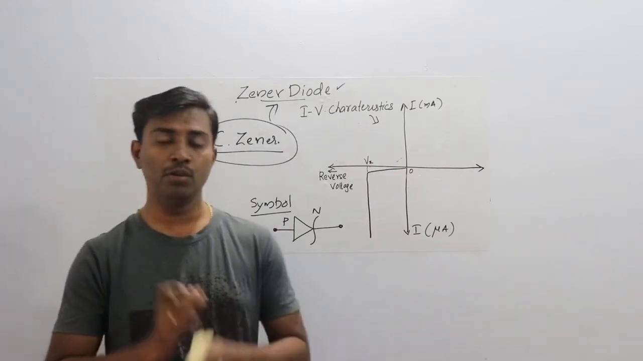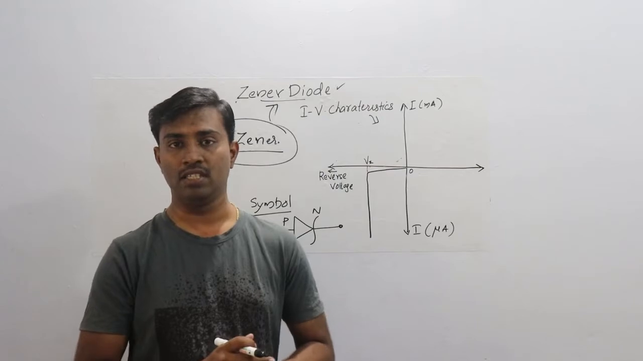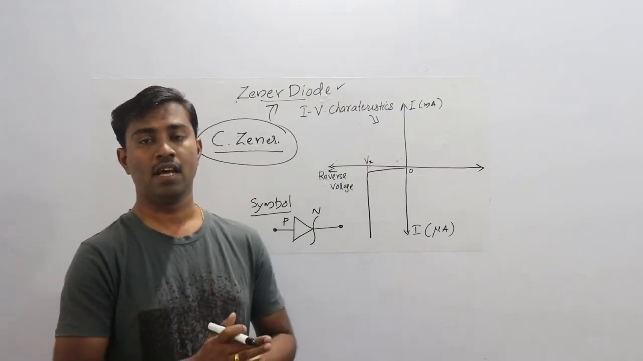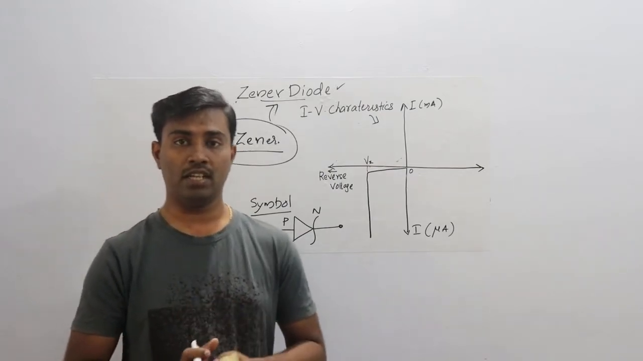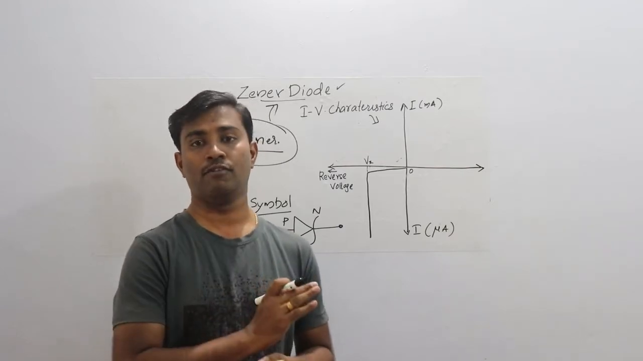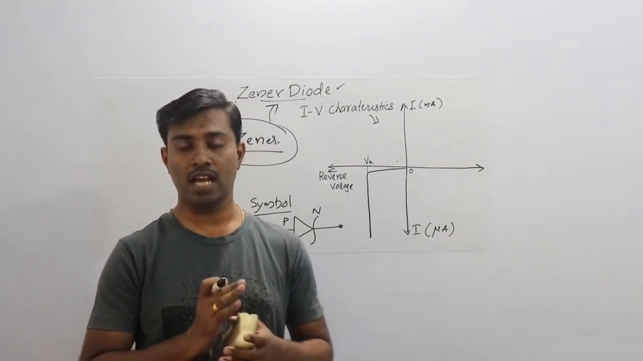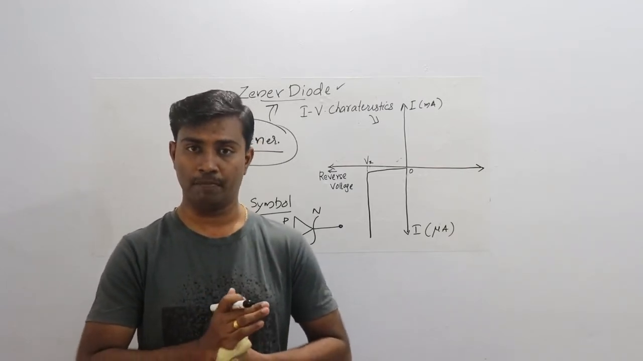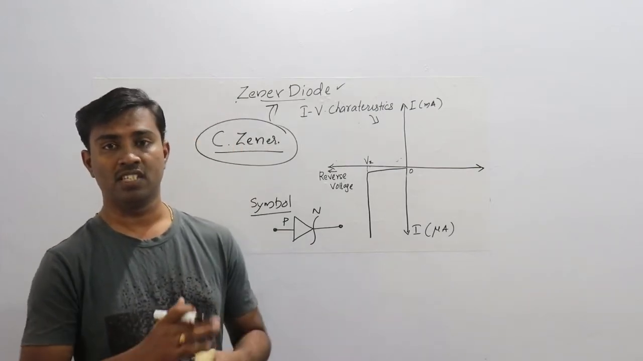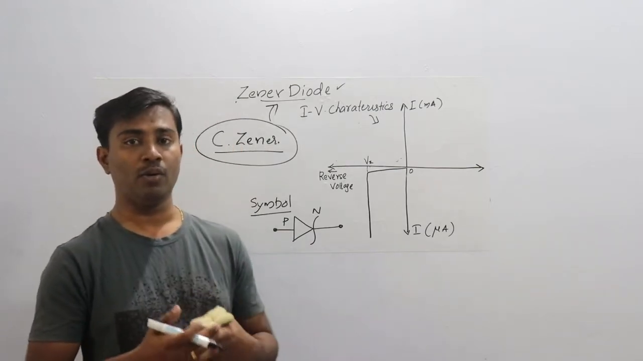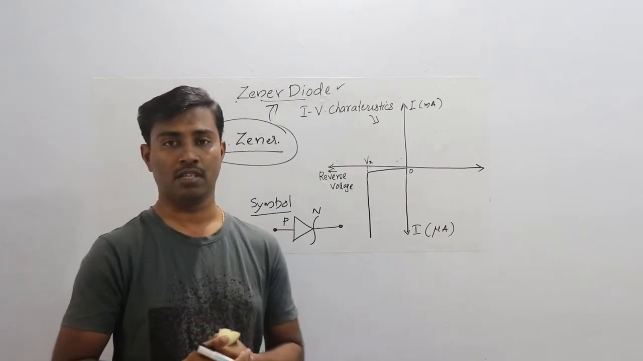One of the main uses of the Zener diode is as a voltage regulator. So now we are going to discuss how this Zener diode is fabricated and how it works.